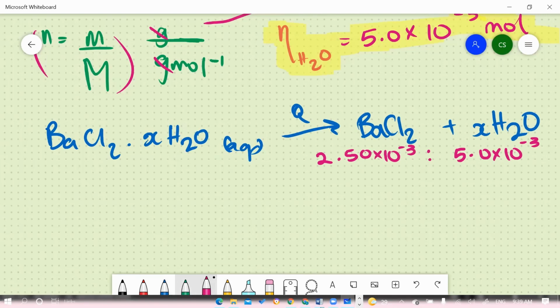Now, how would you find the mole ratio for this? The simplest ratio, that is. You're going to divide everything by the smaller number, 2.5 times 10 negative 3. Very good. So you divide everything by the smaller number.